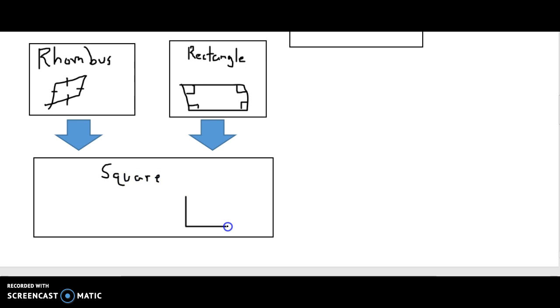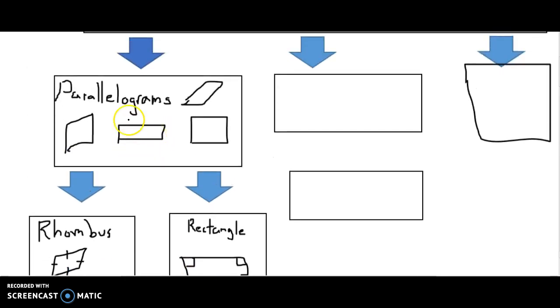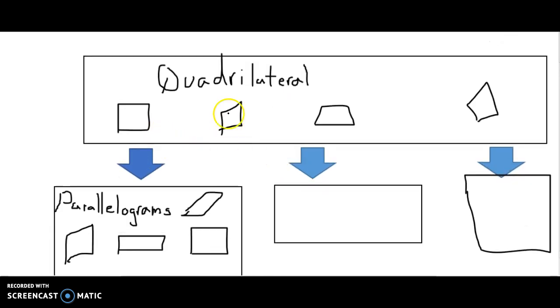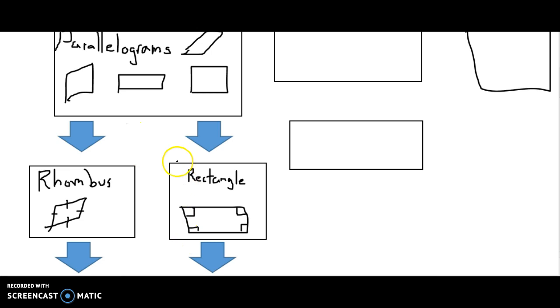Just to give you an idea of how this graphic organizer is supposed to help you, it's to keep track of how things nestle in each other. It's almost like Russian nesting dolls. If I have a square, where all four sides are congruent and I have four 90-degree angles, that is also a rectangle and a rhombus. Rectangles and rhombuses are parallelograms, which in turn are quadrilaterals. So it gives us a flow of how we can work through these things.